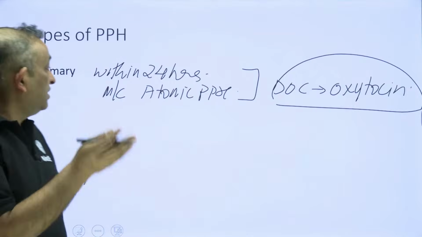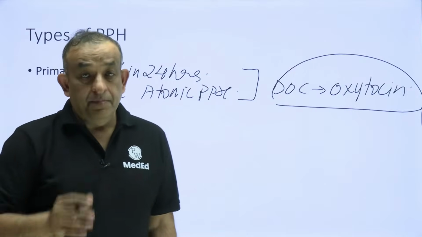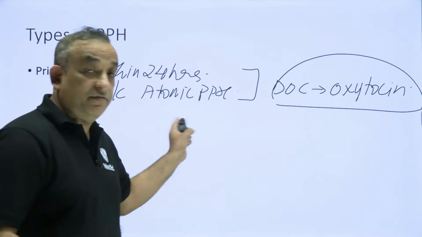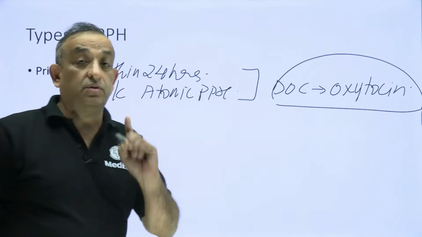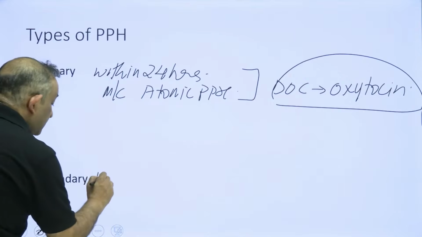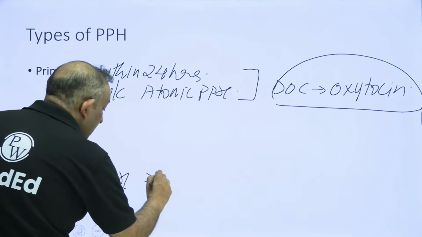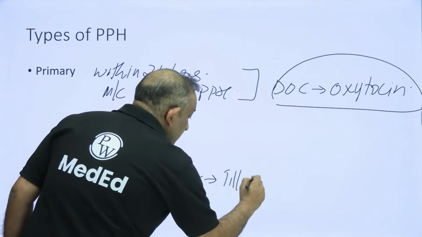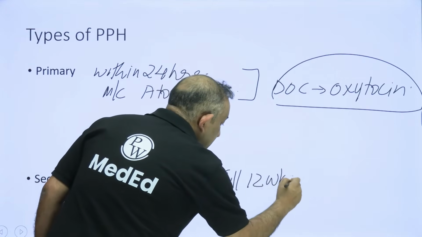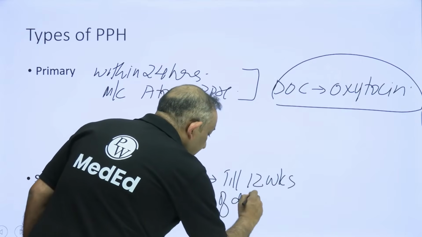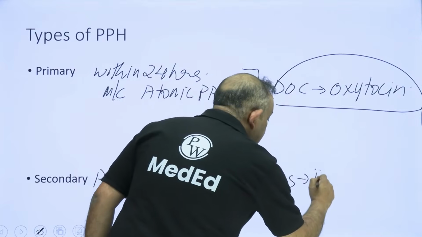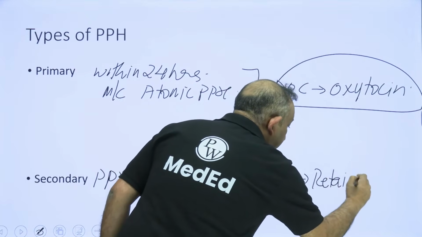Atonic PPH within the first 24 hours, and that is the primary PPH, and this is what is coming in exam. This you cannot afford not to know, these lines. Drug of choice is oxytocin. Now secondary PPH is after 24 hours until 12 weeks of delivery. So that is due to the retained bits of placenta.